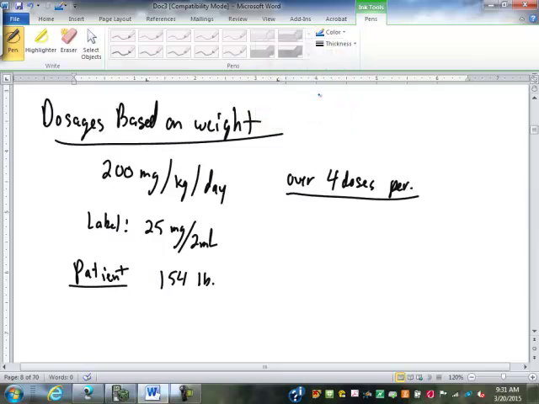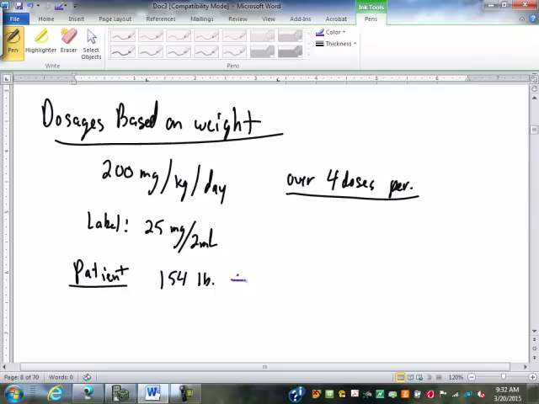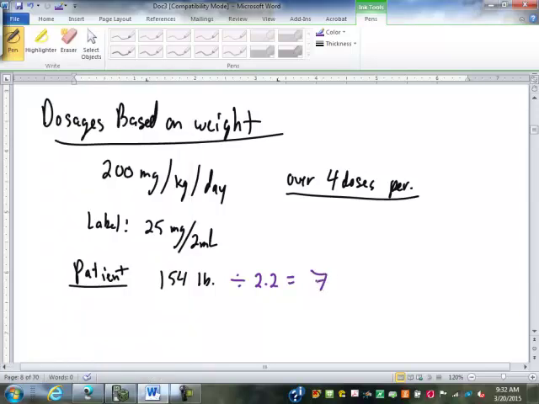Well, the first thing we run into here is the fact that the label is given in milligrams per kilogram, and our patient's weight is 154 pounds. So the first step in these problems is always to make sure the weight is in kilograms. To do that, we could go through a unit conversion, but it's really simple. You just take your pounds divided by 2.2 to get your kilograms. So 154 divided by 2.2 is going to give us 70 kilograms.